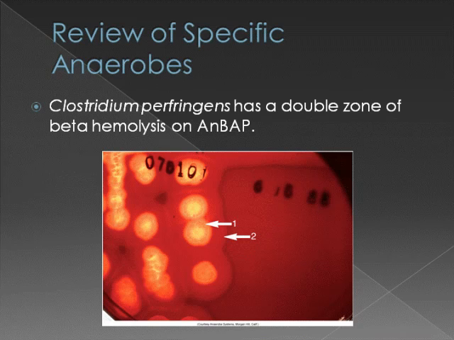All right, just a quick little fact about Clostridium perfringens. It has a double zone of beta hemolysis on anaerobic blood agar. So you can see that there, number 1, it's a little bit more of a clearing, and then number 2, there's a little bit less of a clearing around the colony, but there still is beta hemolysis. So that's a characteristic of Clostridium perfringens.